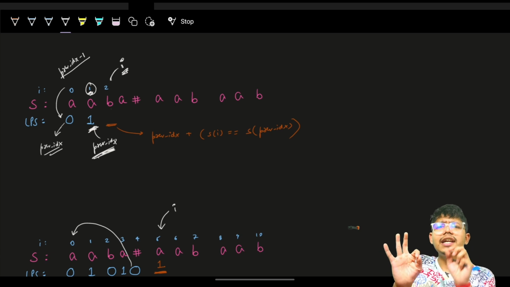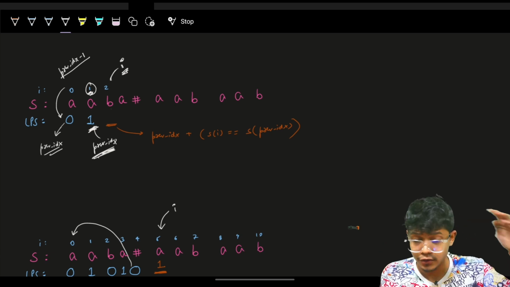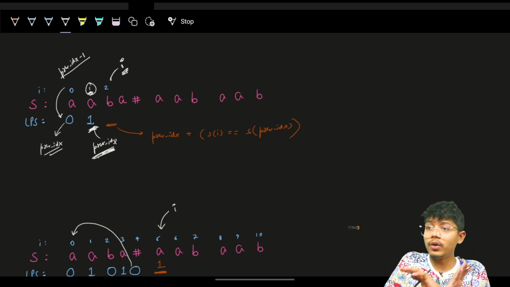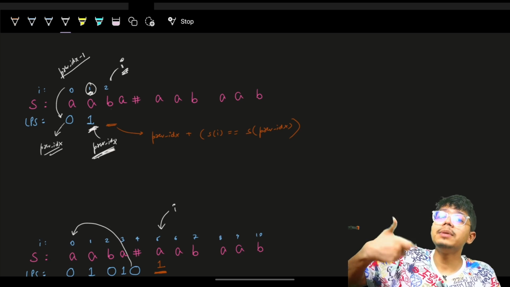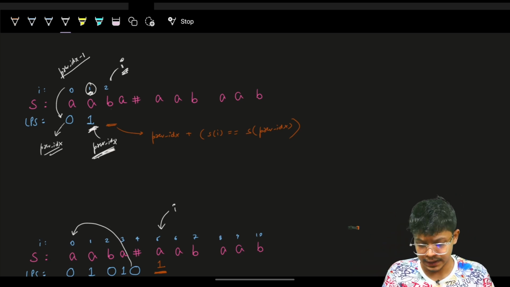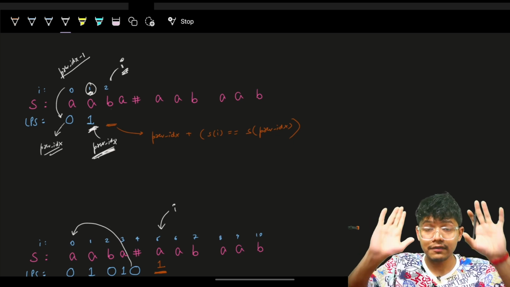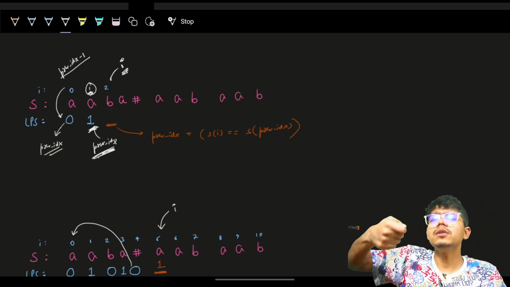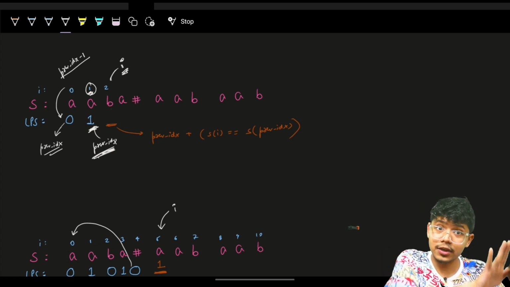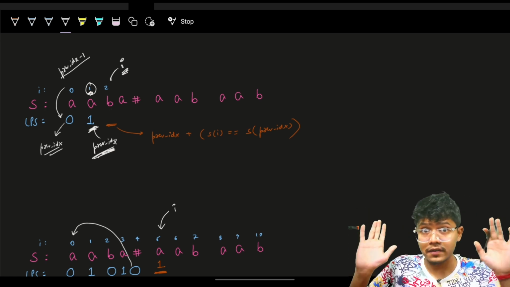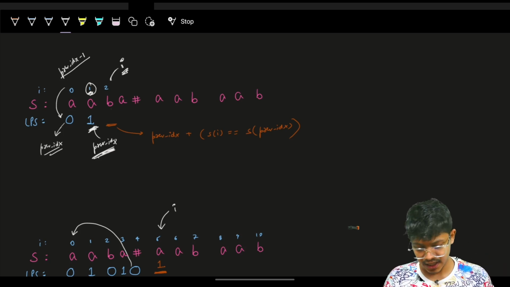Right now, I'm just trying to make you build. Let's say in future you forget how the LPS array is even built, then you will still be able to figure out how to build it. That's the reason I'm starting without even making you know anything, just to let you know that this is how we can think of it, without even knowing how the intuition is actually working.